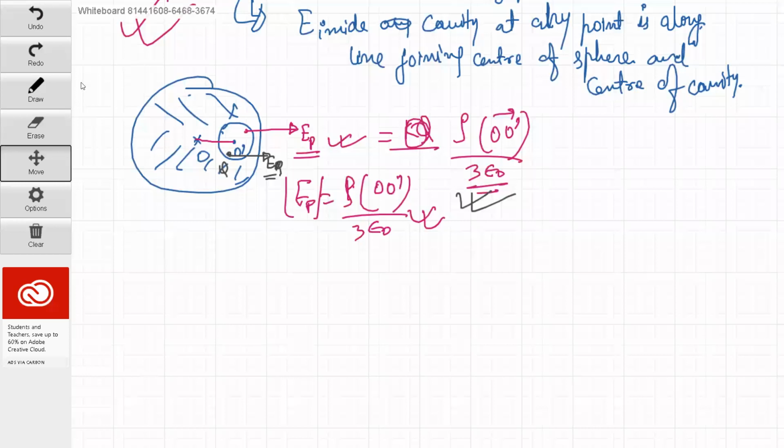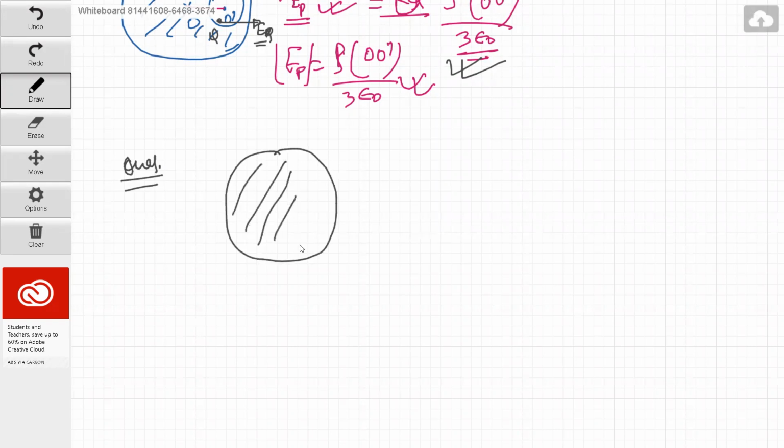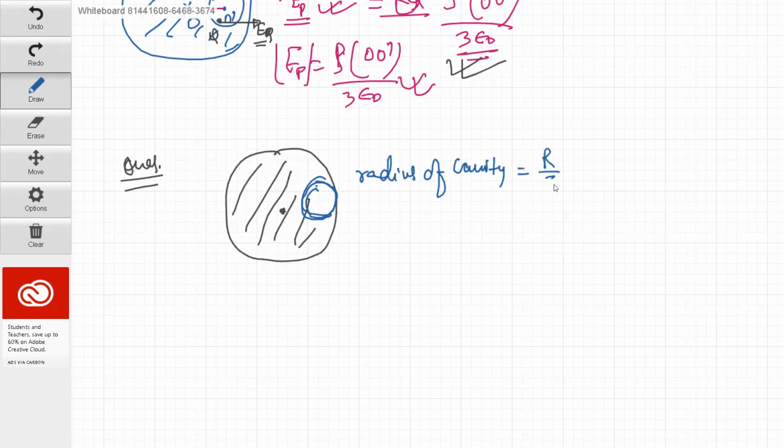So now, do one more question. Suppose this is a solid sphere, and there is a very small cavity at this place. The radius of the cavity is equal to R by 3.